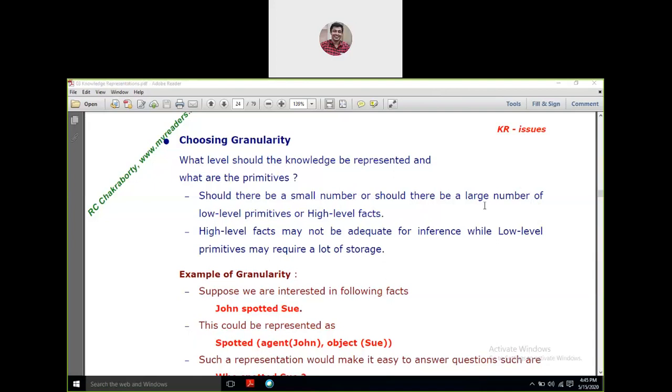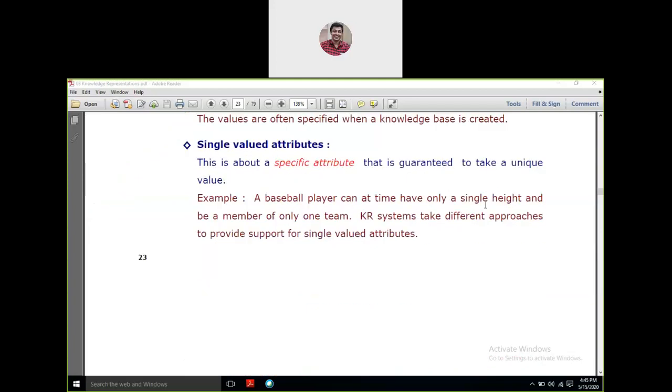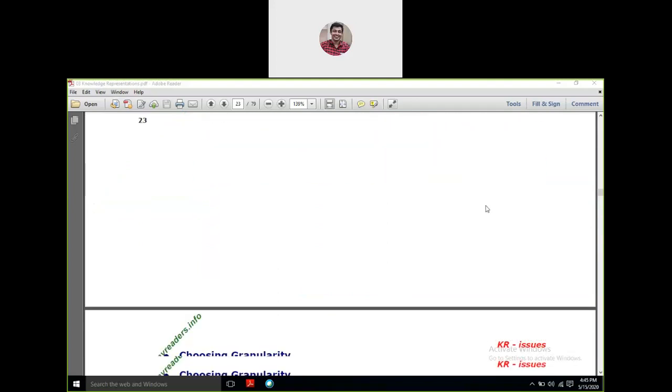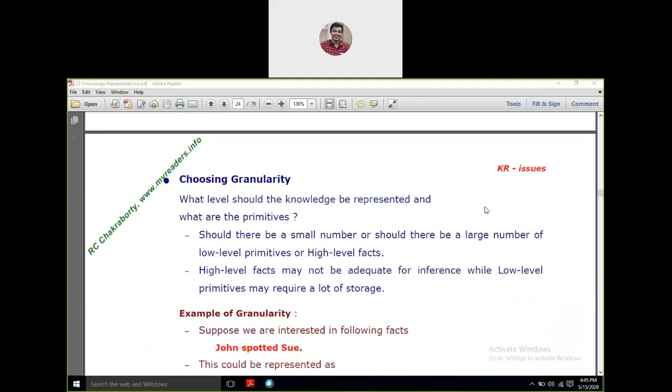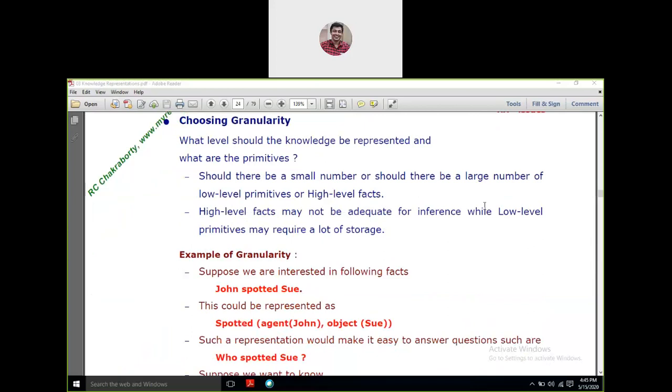Now, let us begin with today's class. In our last class, the combined one with bx and by, we had the single valued attributes. Here we talked about the various forms of frame representation for single valued attributes in that class, right? So today we're starting out from here.